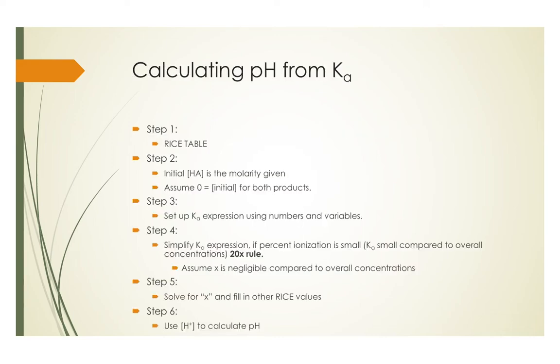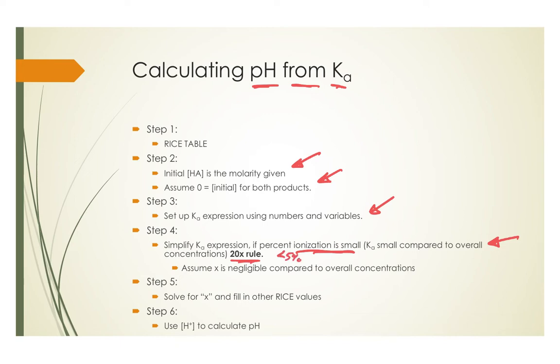So when does this become useful? Well, it becomes useful when we have to run this the opposite way, which is calculating pH from Ka. Right? And so our way of doing that is we set up a RICE table. The initial HA is the molarity given. We assume 0 for our products. We set up our Ka expression. We simplify that if the percent ionization is small, which we determine using either something called the 20 times rule or the less than 5% rule.